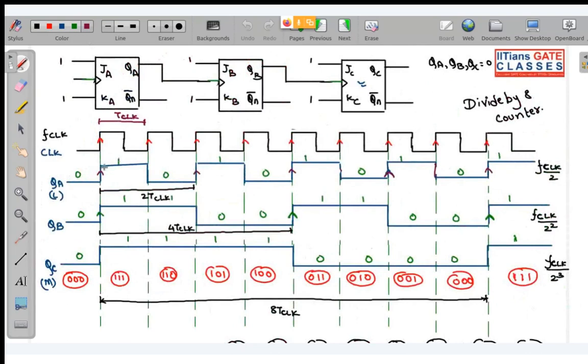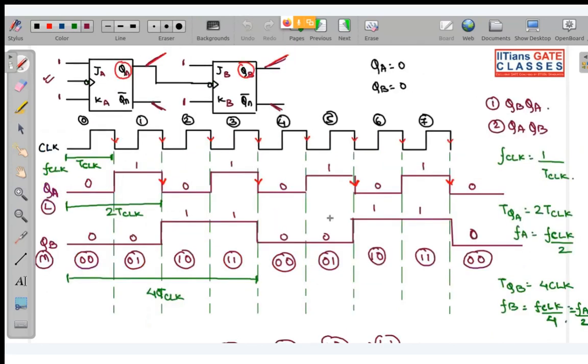So look over here, this is your Q naught in the last question. If over here I was applying f clock, you can see that here your time period is getting doubled. So over here this is f clock by 2, and this is QA. So at this point it is f clock by 2, over here it is f clock by 4, and over here it is f clock by 8. Already I have explained all these things. You can see in each of the places I have explained.